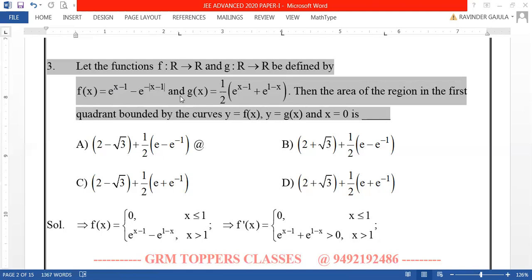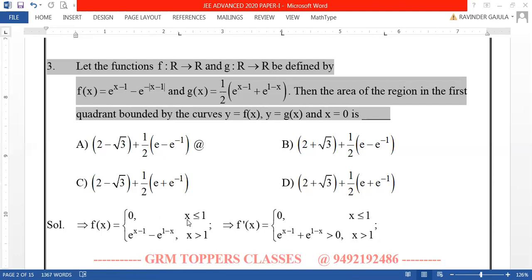Whereas for x greater than 1, because it is the mod about x equal to 1, on the right side of 1, x minus 1 is positive and will be taken as x minus 1. For x less than 1, x minus 1 is negative and will be taken as minus of x minus 1. So like that, f of x will be 0 for x less than or equal to 1, and e power x minus 1 minus e power 1 minus x for x greater than 1, because minus of x minus 1 becomes 1 minus x.